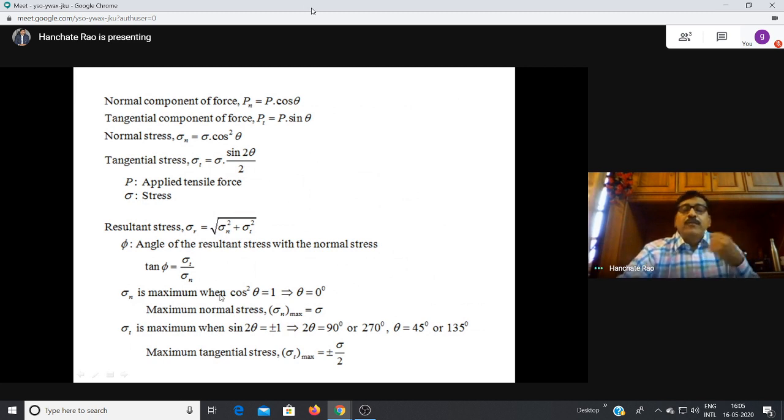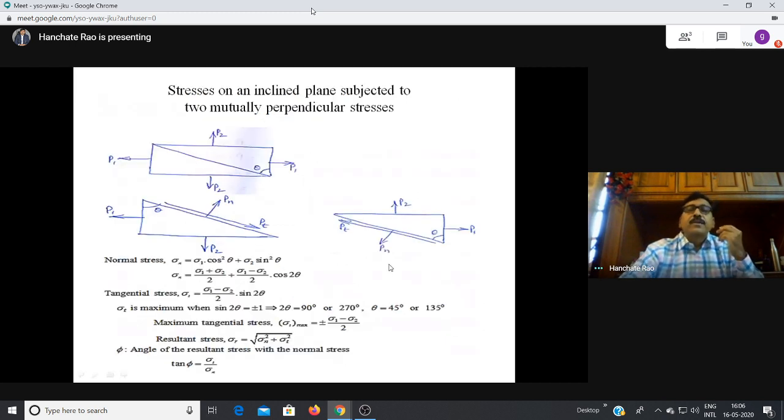Please note, when you are applying a stress sigma x in the horizontal direction, the maximum shear stress that develops is equal to sigma x by 2, at an angle of 45 degrees to the plane on which the normal stress is acting. Now let us take another case where we are applying forces in two mutually perpendicular directions. In this direction P1, in this direction P2.